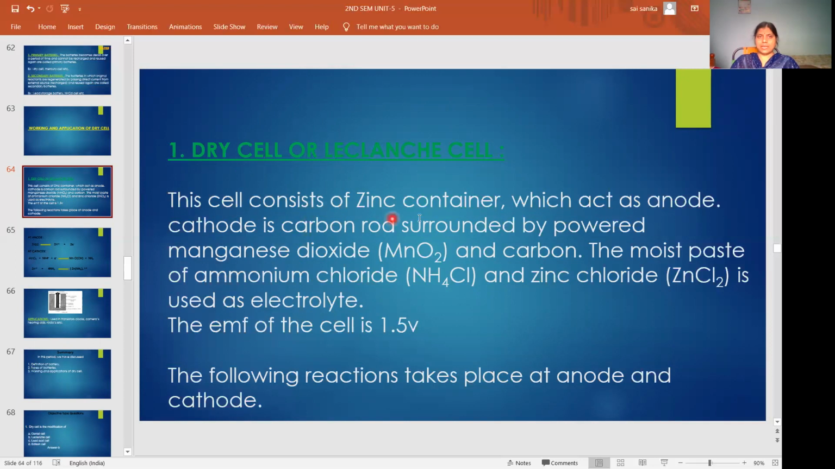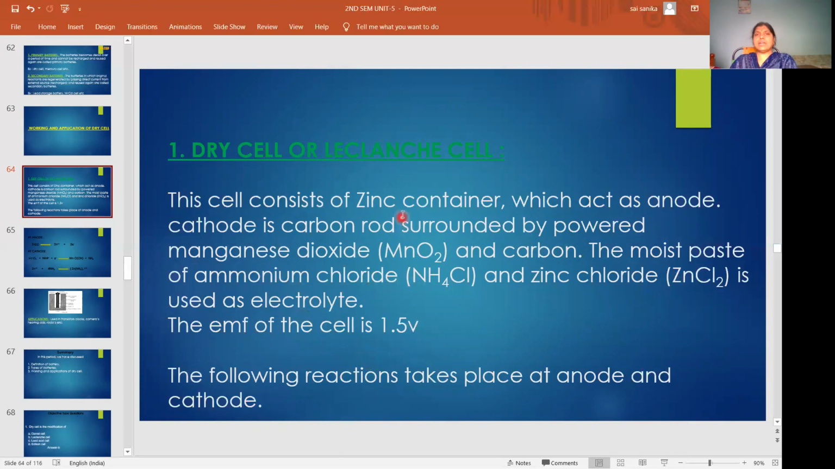So a zinc container itself acts as anode. Cathode is carbon rod surrounded by powdered manganese dioxide and carbon powder. And the electrolyte is moist paste of ammonium chloride and zinc chloride. So the EMF of the cell is 1.5 volts. So here at anode oxidation, at cathode reduction. This you have to remember always.